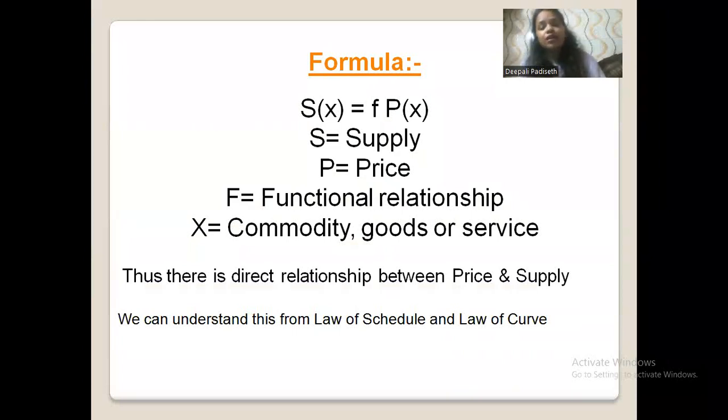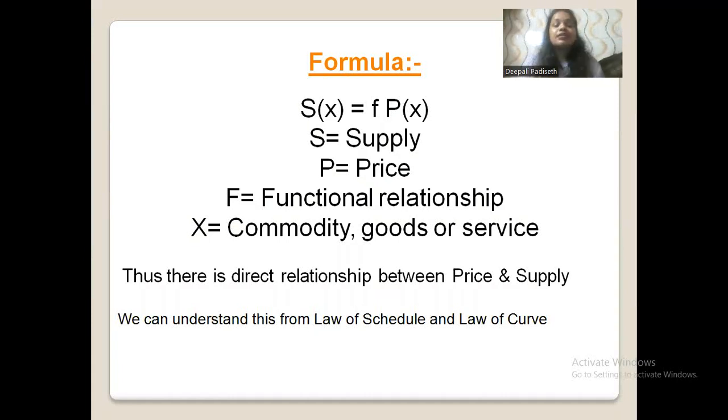Now, this is a formula where S equals f(P), where S is supply, P is price, f is the functional relationship, and X is the commodity, goods or services. So we can see that there is a direct relationship between price and supply. As we have seen, if the price of goods increases, then the supply will also increase, and if the price of goods decreases, then the supply will also decrease.